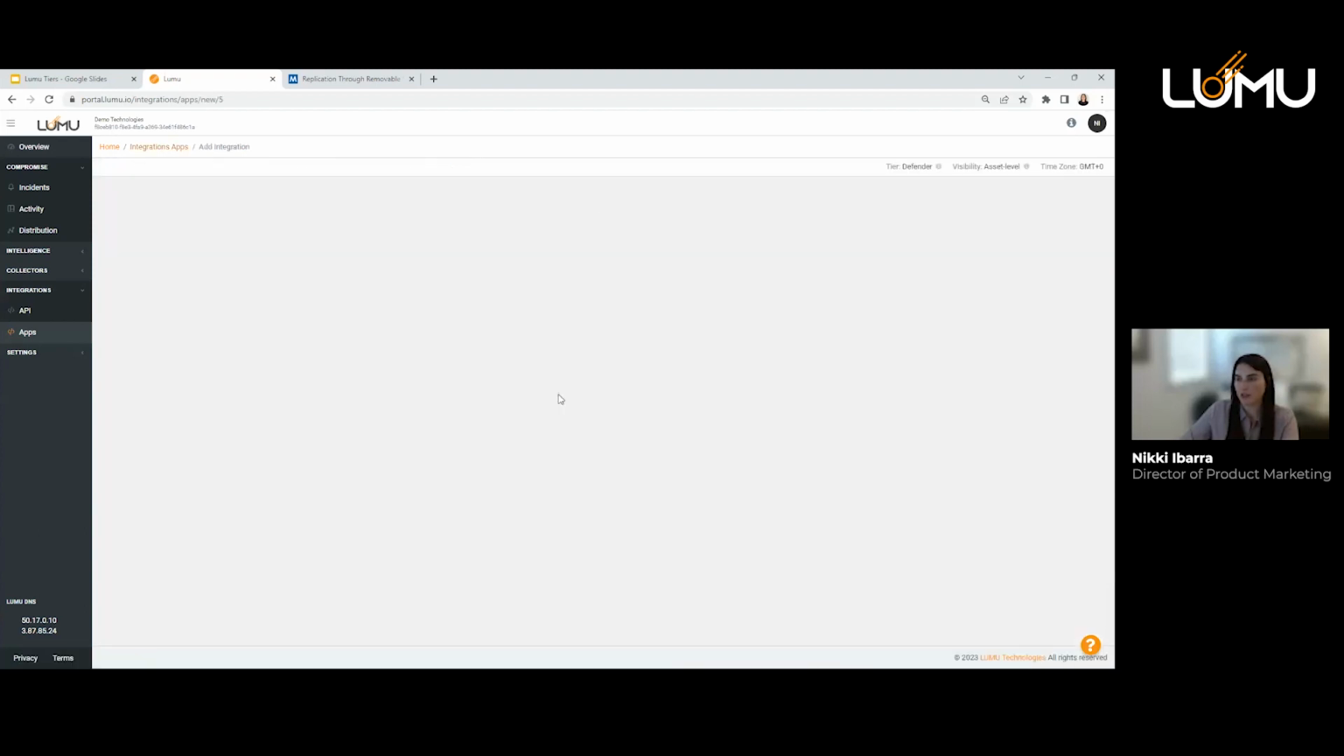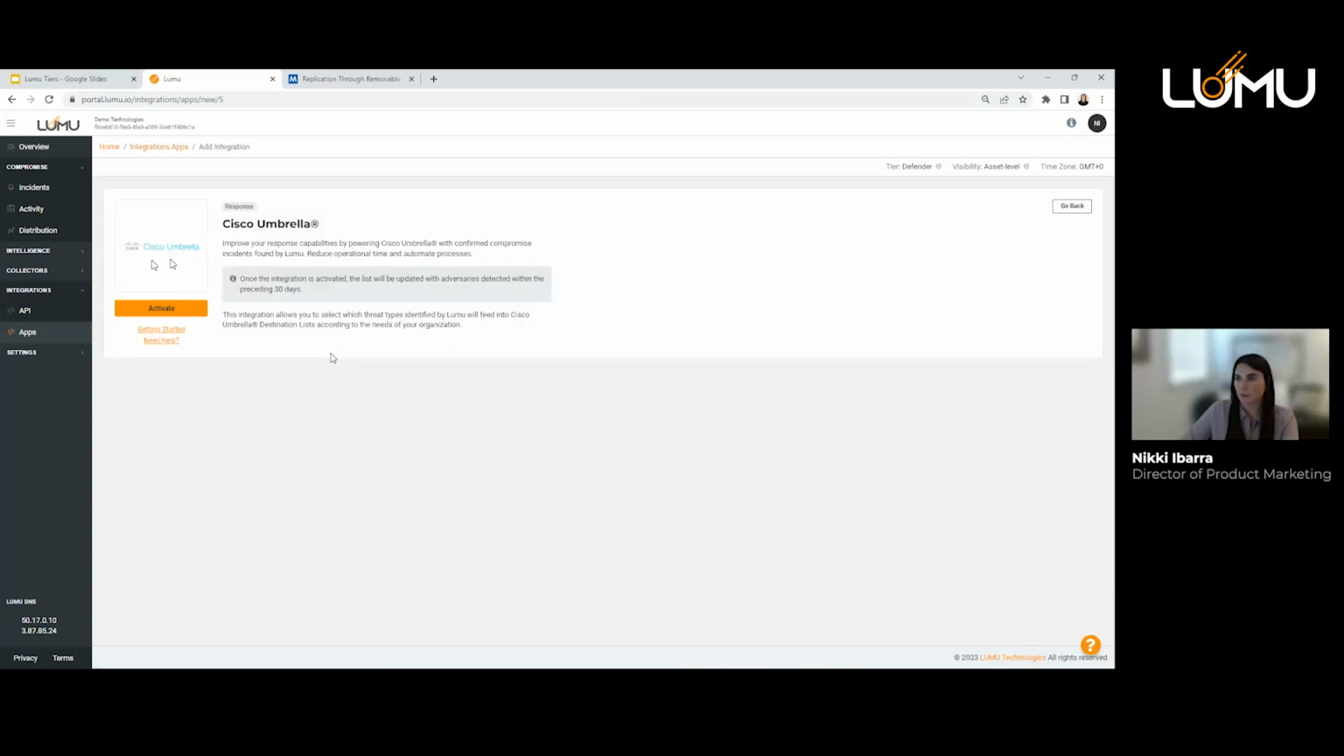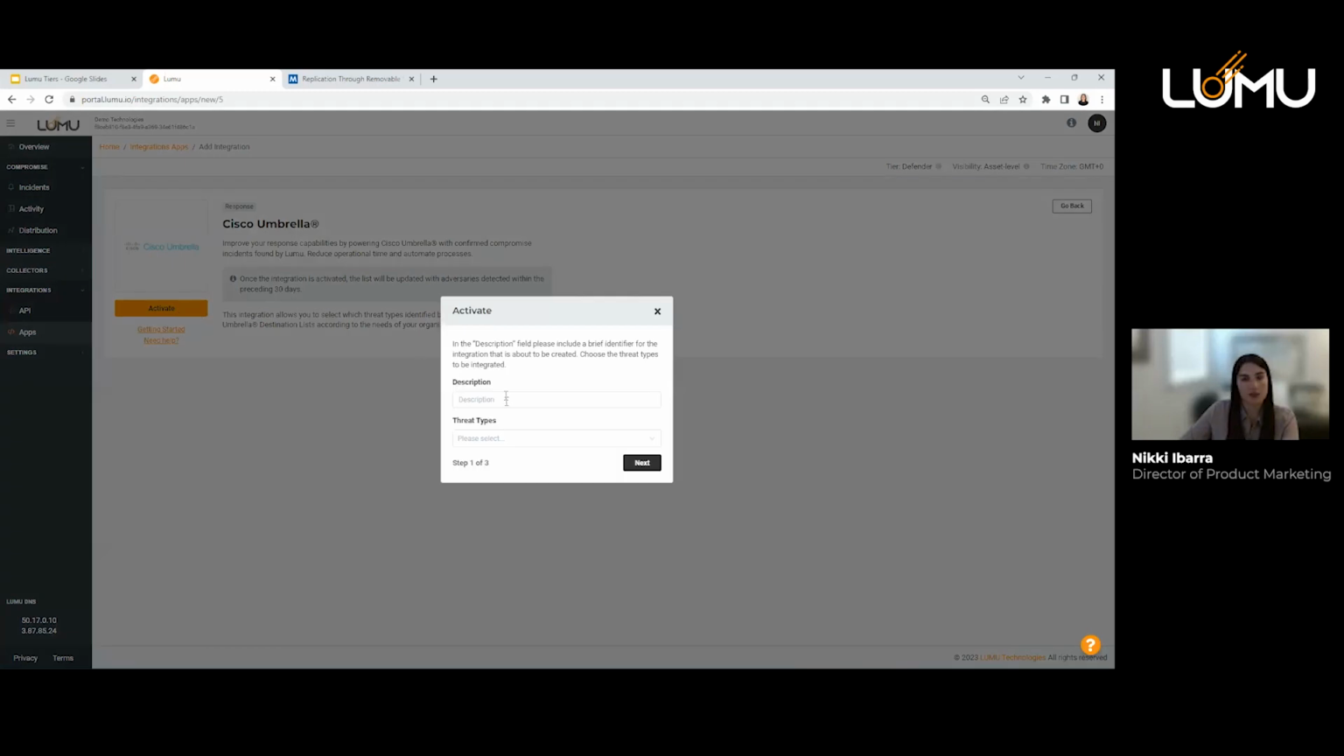So let's just add one here, Cisco Umbrella. You can activate the integration right here from within the portal. You give it a description. I think my keyboard is running out of battery, but it was supposed to say Cisco integration. And then you select the threat types that you want to block against with this technology that you have. So you select the different types here, and then these are the incidents that you can expect to be blocked.